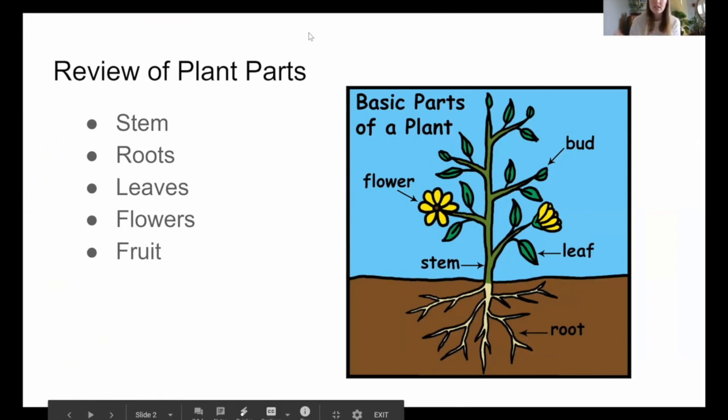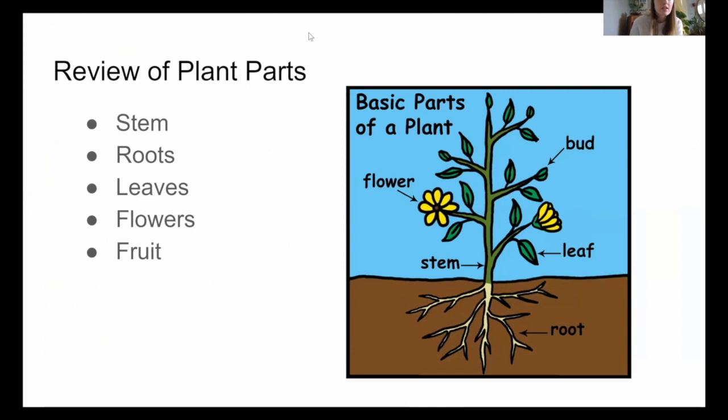Just like we talked about, we've just reviewed the parts of a plant. We have the flower, we have the leaves, we have the stem, we have the root, and we have the fruit. And I didn't really talk about the bud. The bud is just the premature leaf or flower. Or what was the other one? Fruit.